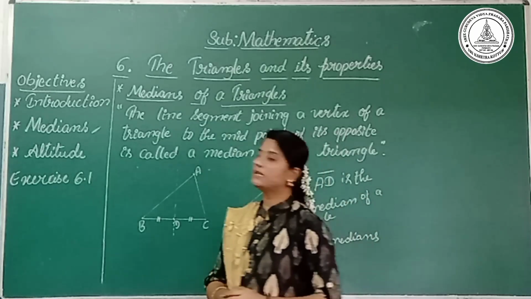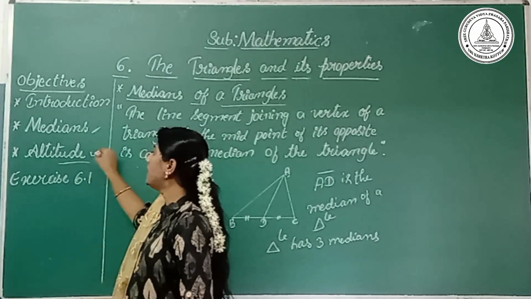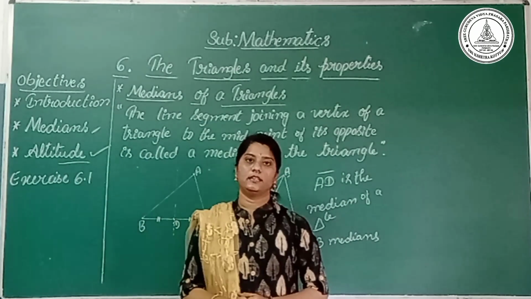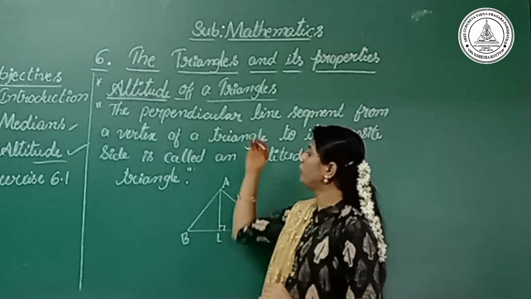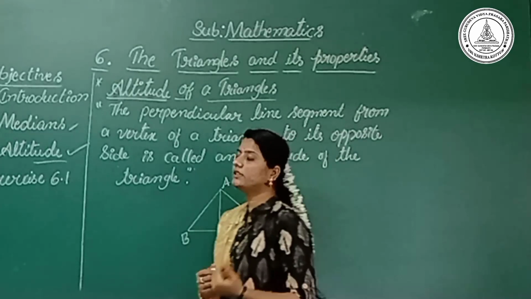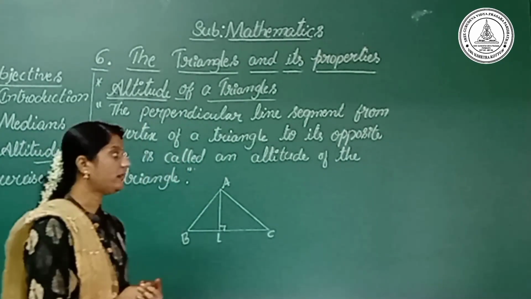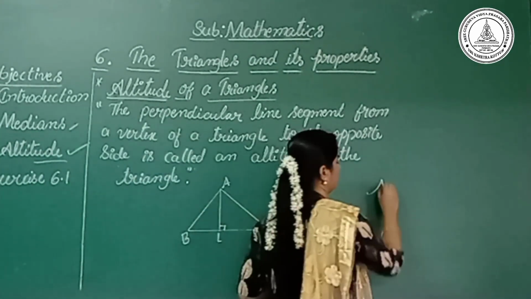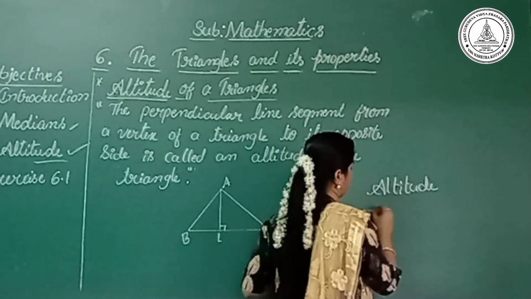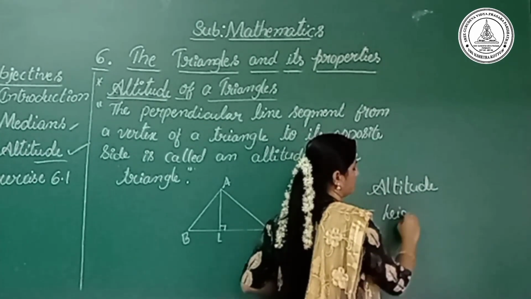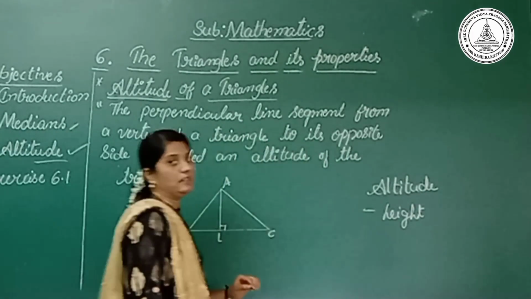Then let's move on to the next concept. The third concept is the altitude of a triangle. So what is altitude? Altitude means height. What is the height of a triangle?